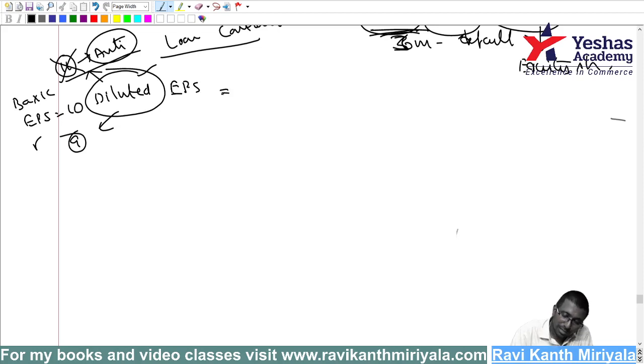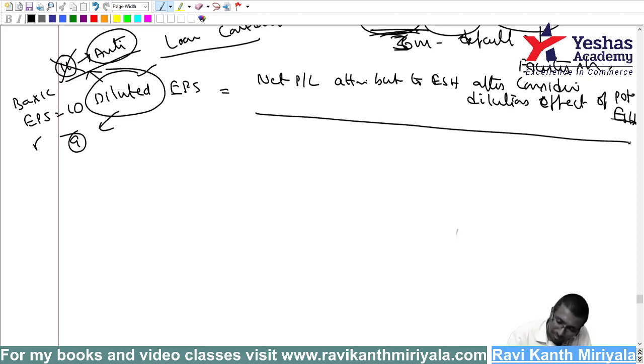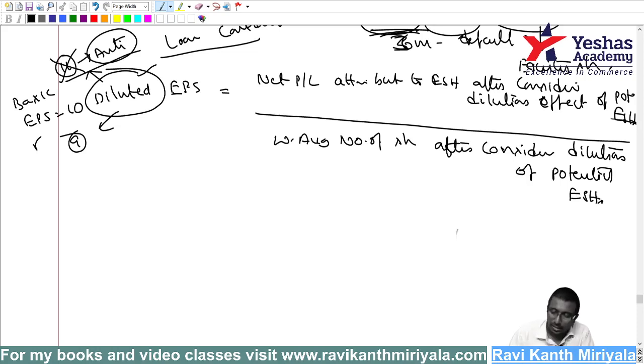Got it? Okay. Sir, how do you calculate? Here also the same thing: net profit or loss attributable to equity shareholders after considering the dilution effect of potential equity shares, divided by the weighted average number of shares, again after considering the dilution of potential equity shares. This is important. I'll tell you a simple example.